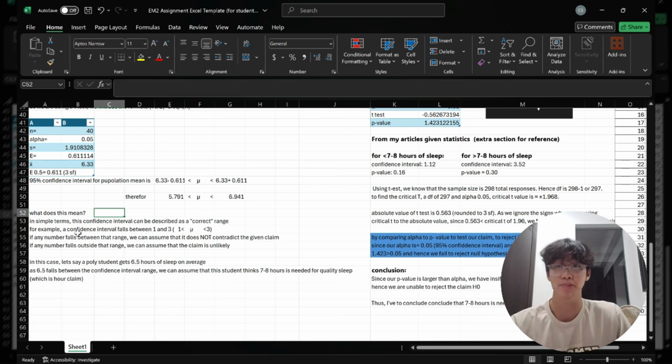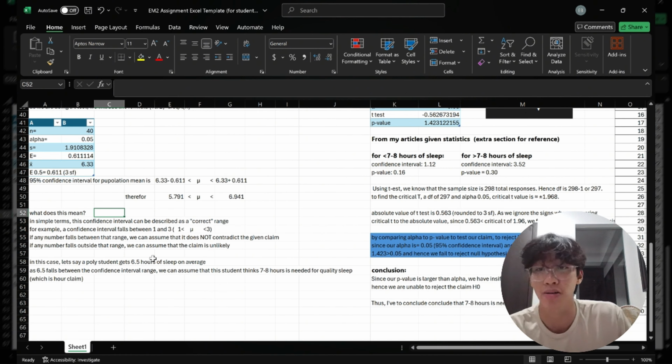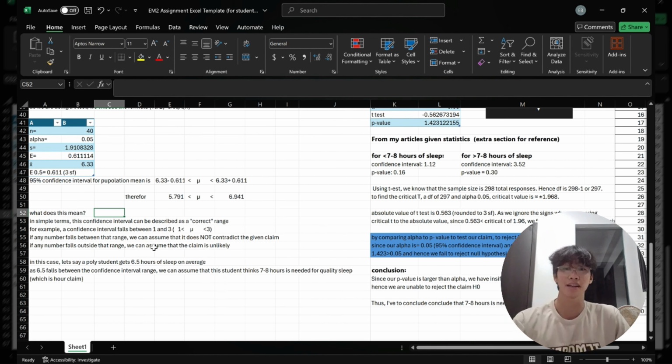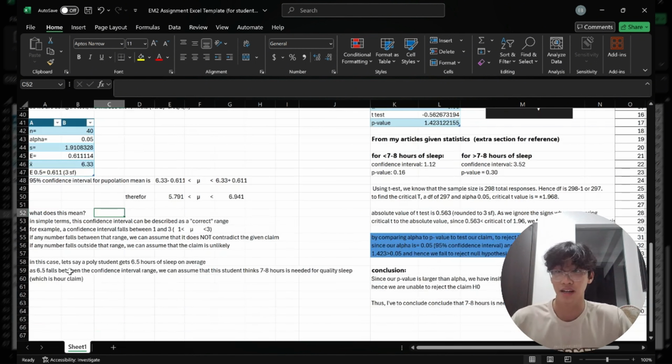So if any number falls between that range, we can assume that it does not contradict the given claim and we cannot reject our null hypothesis because it is correct. If any number falls outside that range, we can assume that the claim is unlikely and we can reject our null hypothesis since it is wrong. So in this case, using our results and our studies above, let's use this.